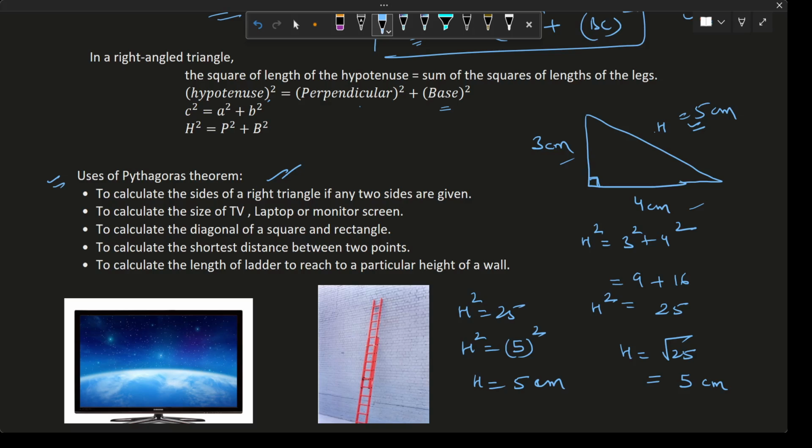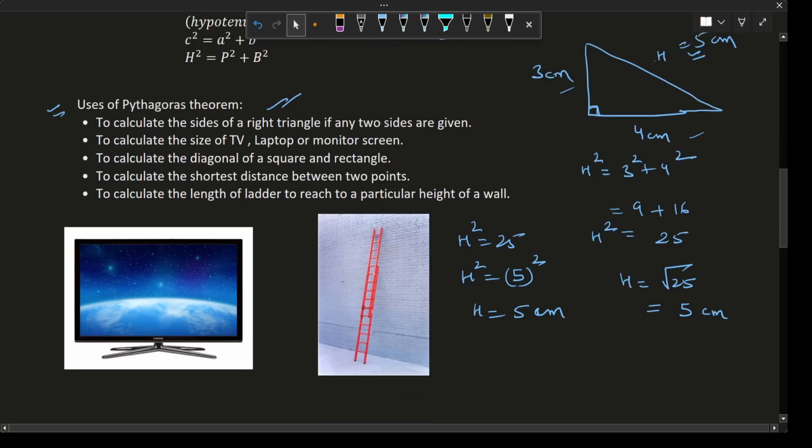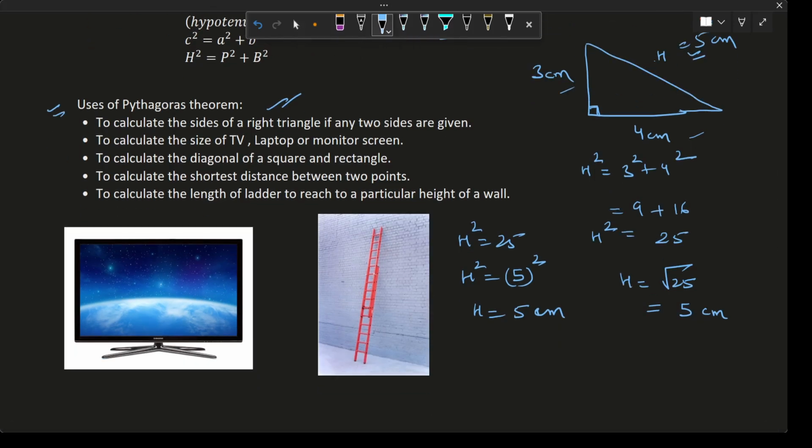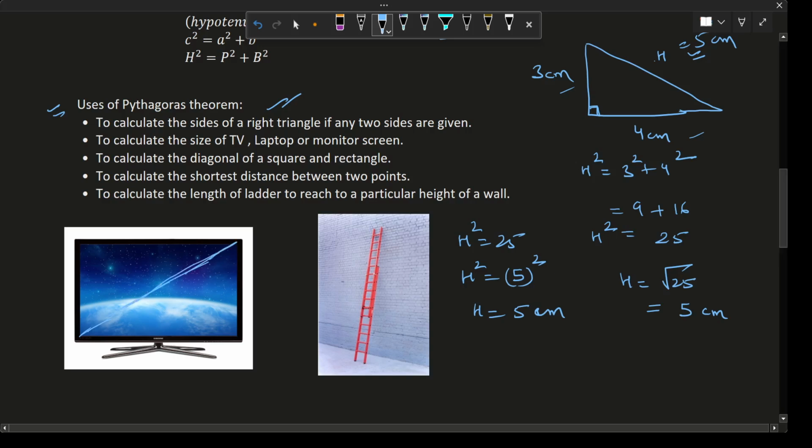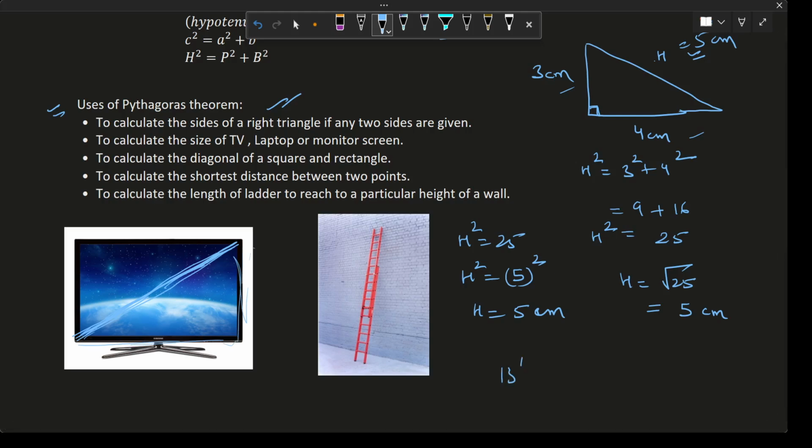You people have seen your TVs, laptops, monitor screens, how is their dimension given? Like it's 55 inches, 62 inches, something like that, 41 inches. So what is that thing? That's a diagonal. Your TV screen or monitor screen is rectangular. The diagonal of this screen is given to you. They give the length of the diagonal. They don't give you the length and breadth of a TV. Check it out. Monitor and laptop screens also, say 13 inches or 15 inches, those are the lengths of their diagonals.